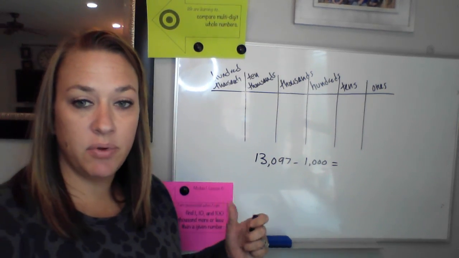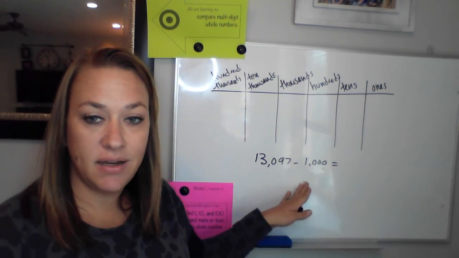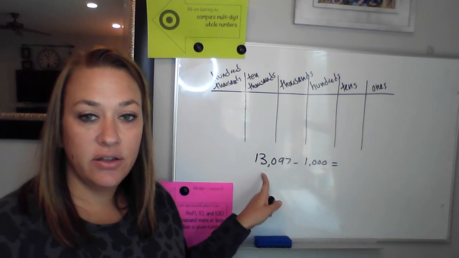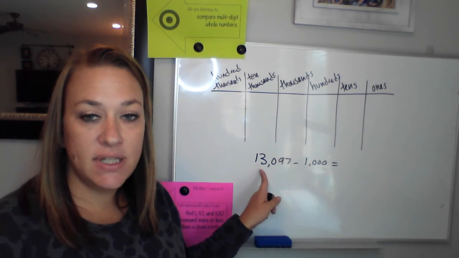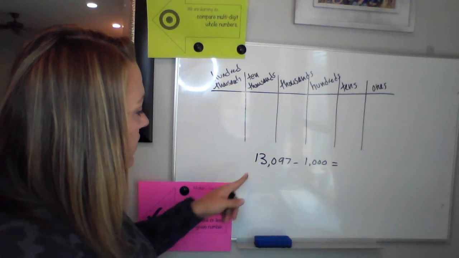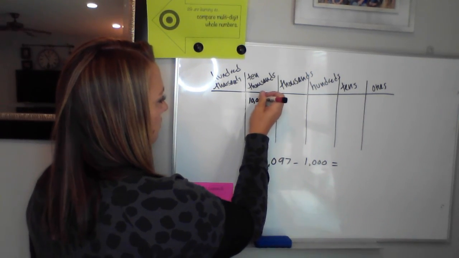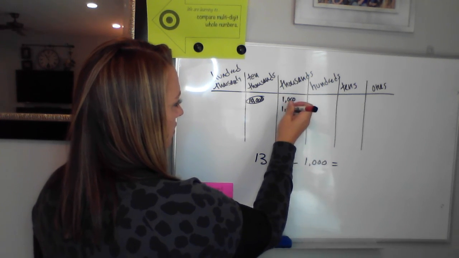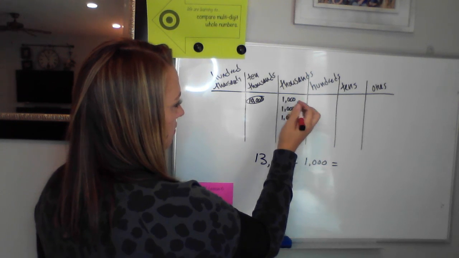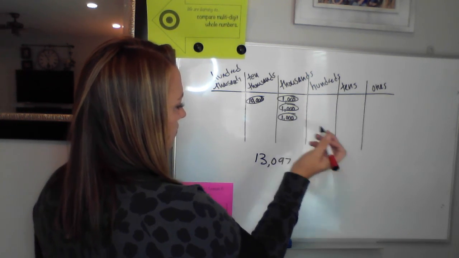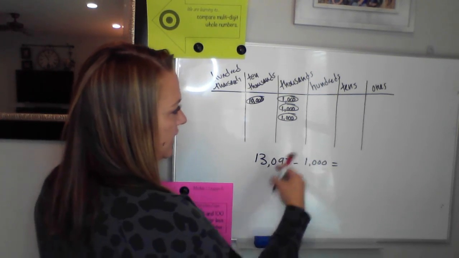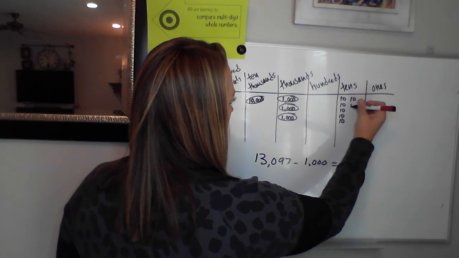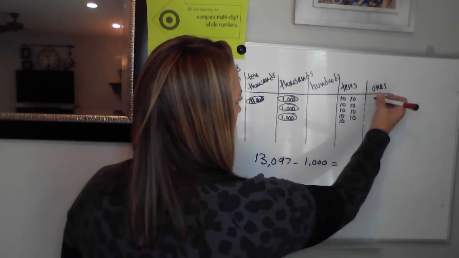Okay, so here's our subtraction problem. We have 13,097 minus 1,000. So what is 1,000 less than 13,097? Well, first let's represent this number on our place value chart. So I have 10,000. I have 3,000s. I have 9 10s. And 7 1s.